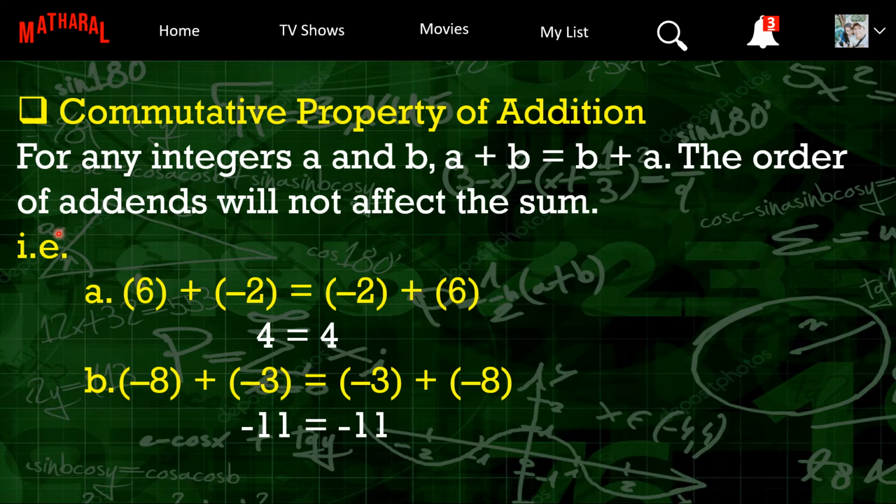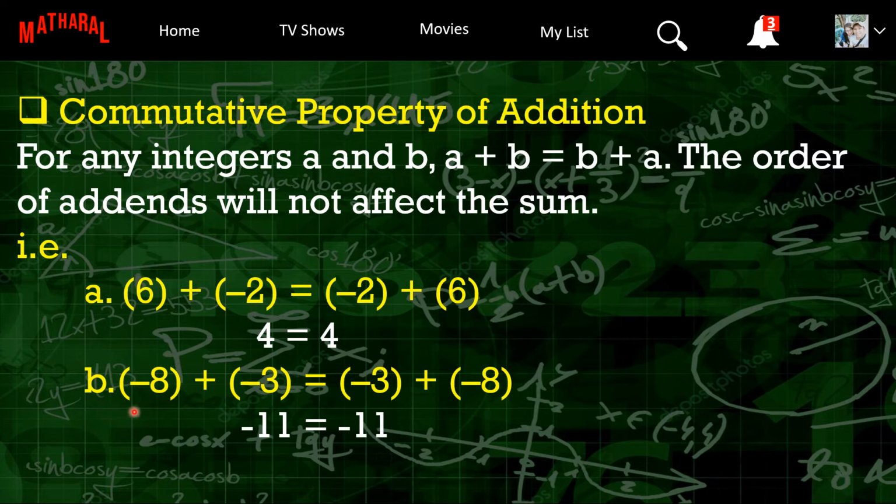So it says here, the order of addends will not affect the sum. Even if we swap their positions, the signs still go along with the swap of position. They should not be lost. Be mindful of those chances.